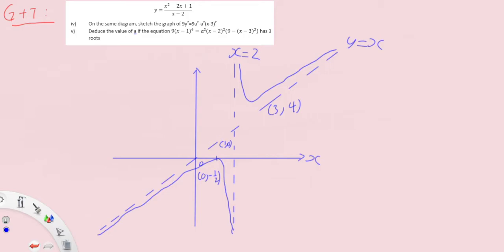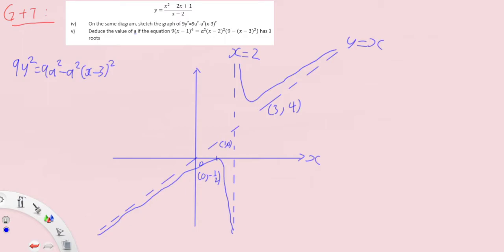But in part 4, they told you to sketch the graph of 9y squared equals 9a squared minus a squared (x minus 3) squared. So you might be very confused, right? Like, what is this equation? Well, one way you can do it is just put it in your GC. Don't forget your plus minus because you have y squared.